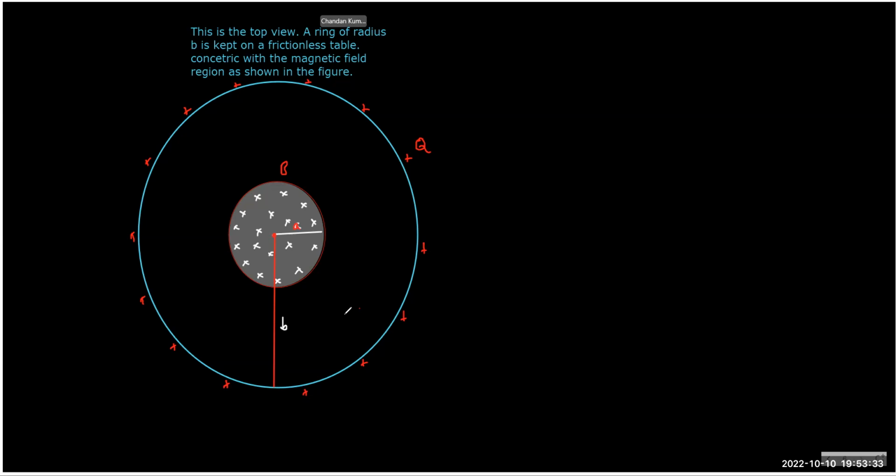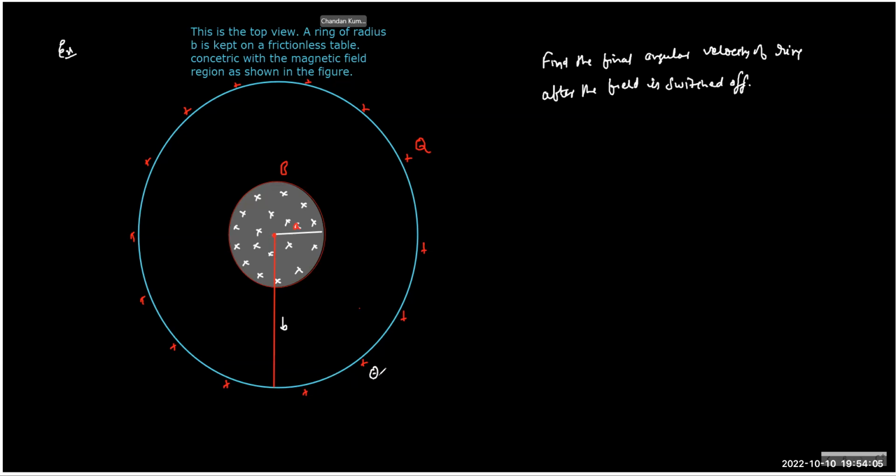And see, it's not d by dt given to you directly. You have to think that okay, this will come as an indirect question. Find the final angular velocity of the ring after the field is switched off. The ring is having mass m.